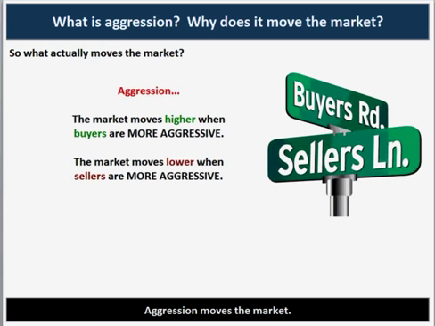other. So what actually moves the market, in this case, if the market moves higher, it's because buyers collectively are more aggressive. Or if the market moves down, it's because sellers collectively are more aggressive.